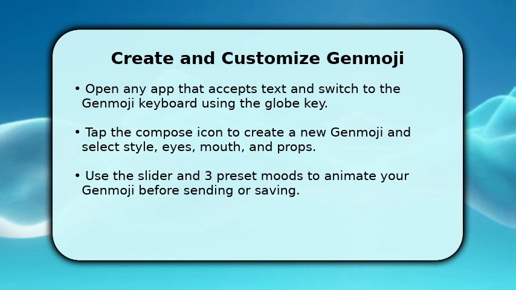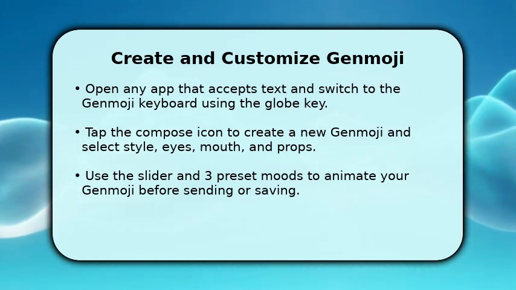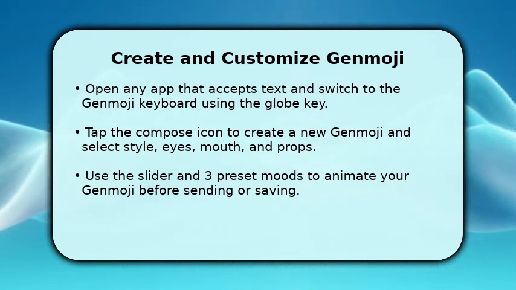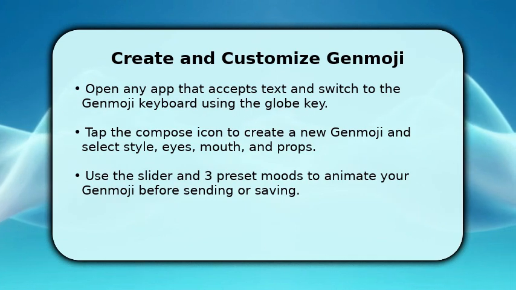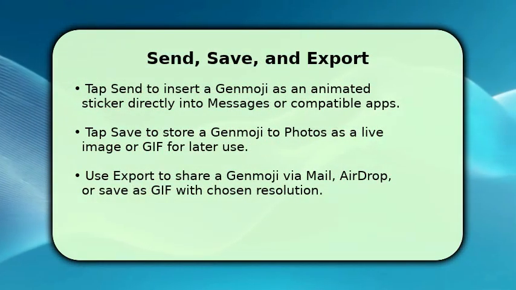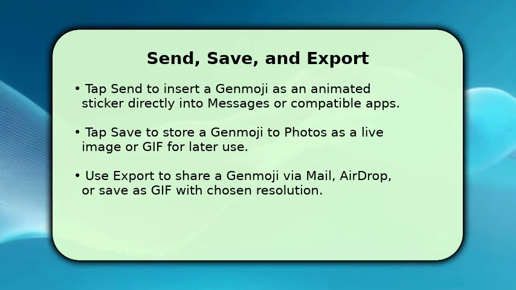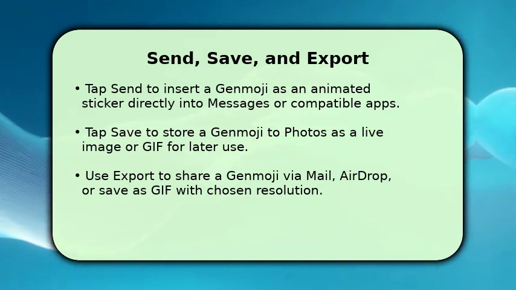Adjust the animation slider and choose one of 3 preset moods to preview movement before sending or saving. Tap Send to insert a Genmoji as an animated sticker directly into Messages or other compatible apps. To save locally, tap Save and choose Photos. Genmoji will export as a live image or GIF depending on your setting.